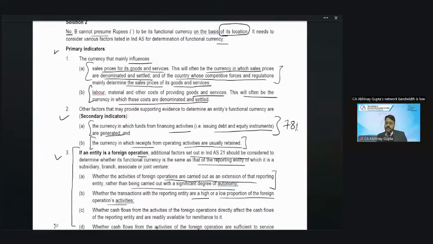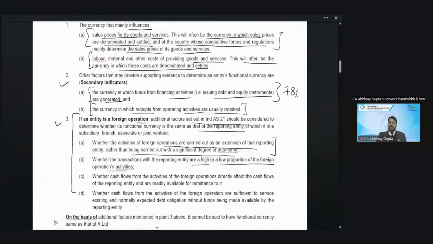Then the third one, whether the cash flow from the activities of the foreign operation directly affect the cash flows of the reporting entity and are readily available for remittance to it. So if the foreign operation is remitting whatever cash it is generating on a frequent or regular basis to the parent company, then it means they are supervised and guided by the parent for anything and everything they do, right? And if it is not the case, then they are doing things independently, right?